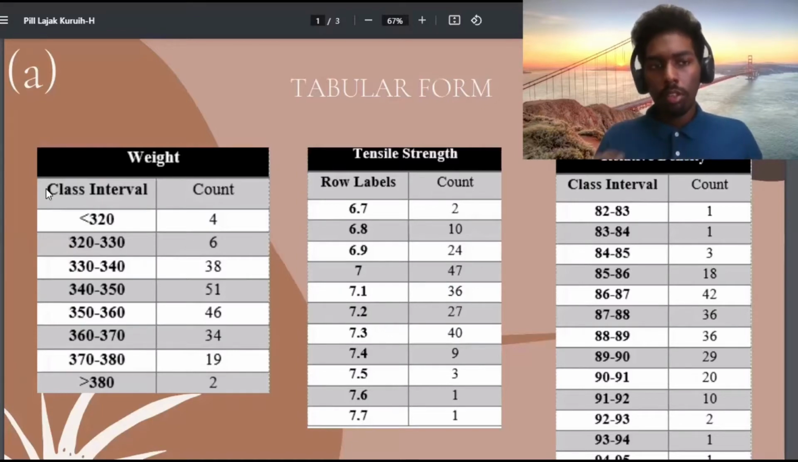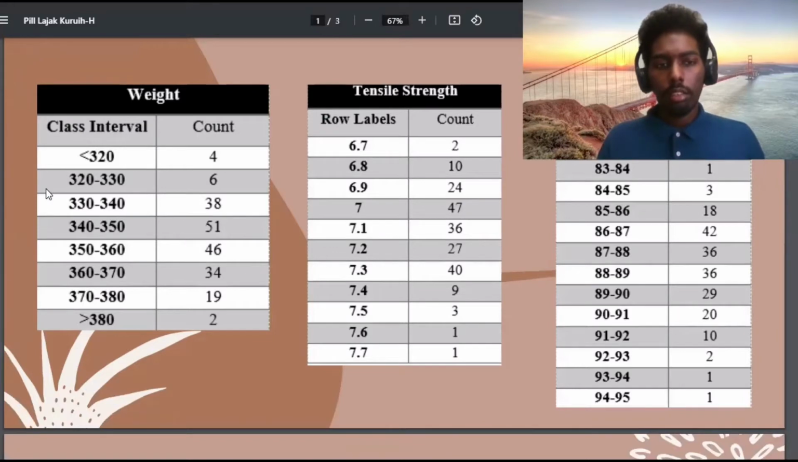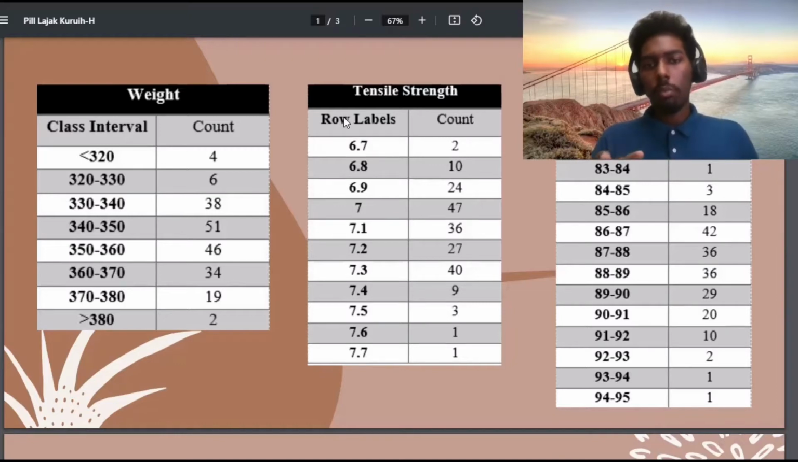So starting off with weight, I've divided it into 8 parts, with intervals of 10 between each other. And then I've taken the value frequency and put it into the count, which is the next column. Based on it, you can see that the values between 340 to 350 have the highest frequency, 51, and the lowest would be values greater than 380. Basically, the number of tablets above 380 milligrams is just 2 of them. It's kind of rare.